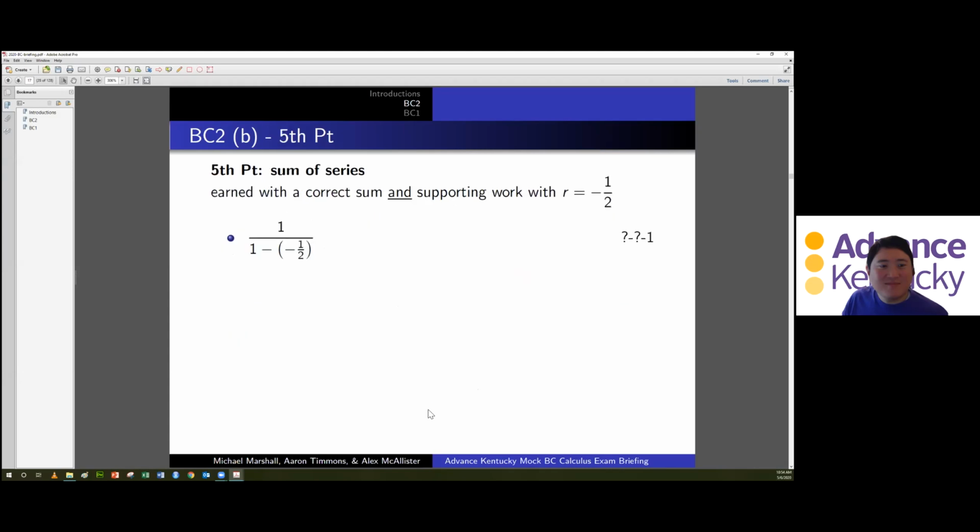Okay, last point, the fifth point in this section on the sum of the series. What are we looking for? The student earns it if they have the correct sum, and then we need supporting work with r equals -1/2. So the student might have 1 over 1 minus -1/2. I almost wrote 1 question mark 1 there. Yeah, so just to be clear, we use these question marks yet?